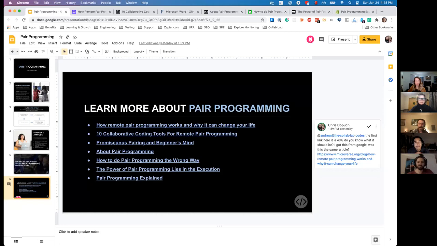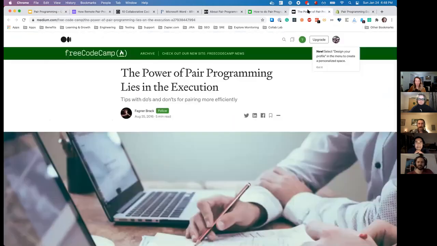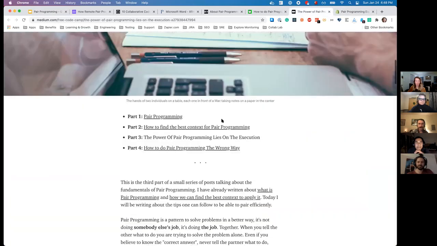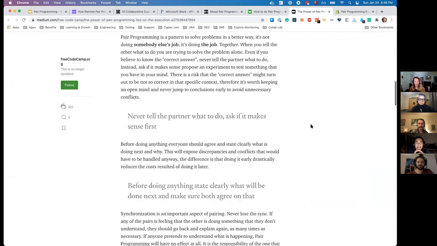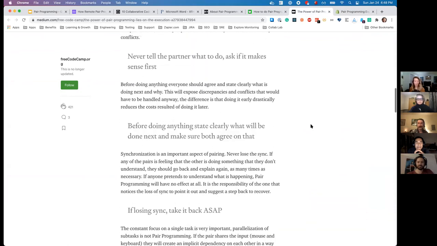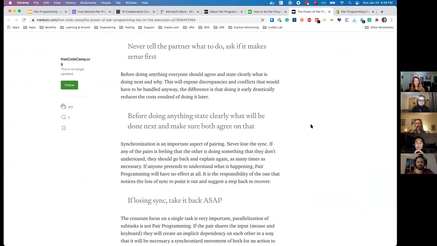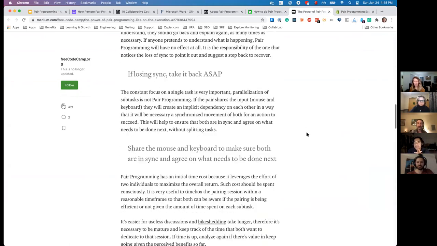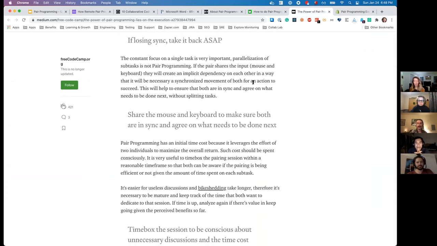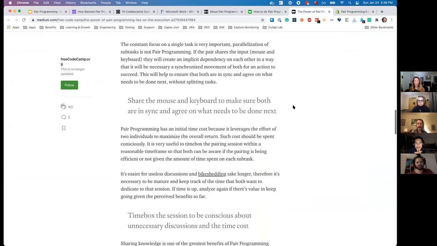And let's see, I think that this last article also had some really good stuff. The power of paired programming lies in the execution. This has a lot of really good snippets of little pieces of advice, some of which we've covered, like not necessarily telling your other partner what to do, but also continuing to stay focused and stay in sync.